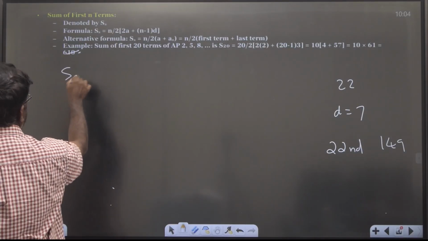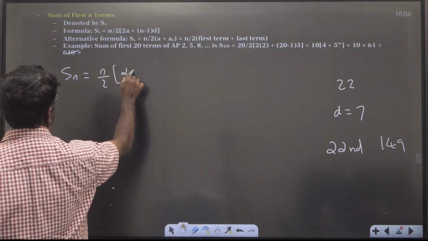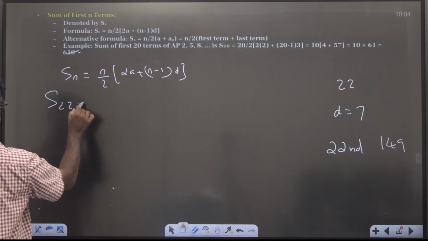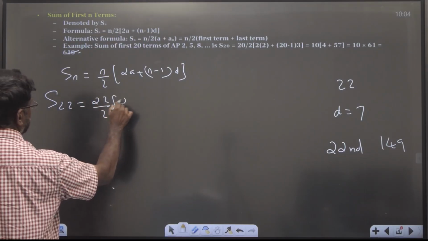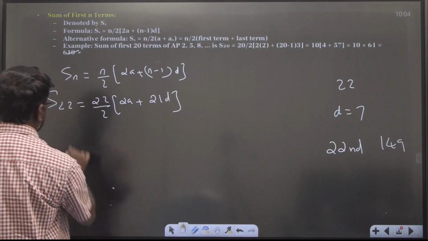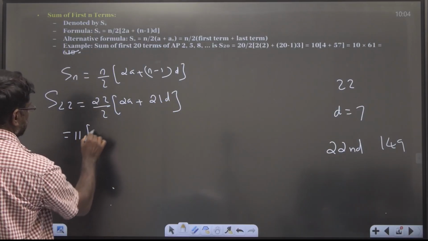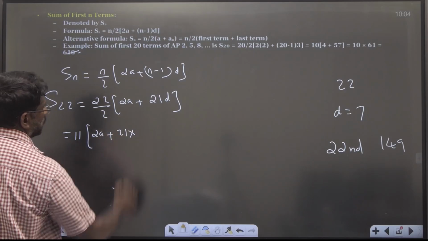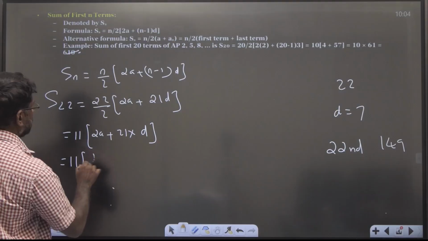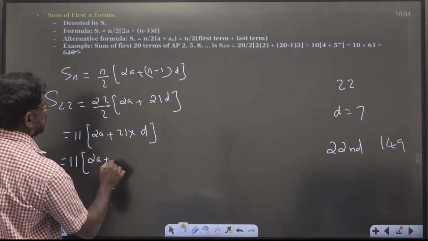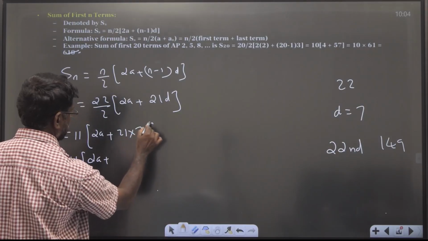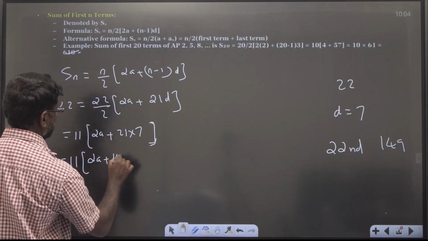So we have the formula Sn is equal to n by 2 into 2a plus n minus 1 into d. Therefore, S22 equal to 22 by 2 into 2a plus 21d. That is 22 by 2, 11, into 2a plus 21 into d. d is given, that is 7. We can substitute 7 here. That is 147.